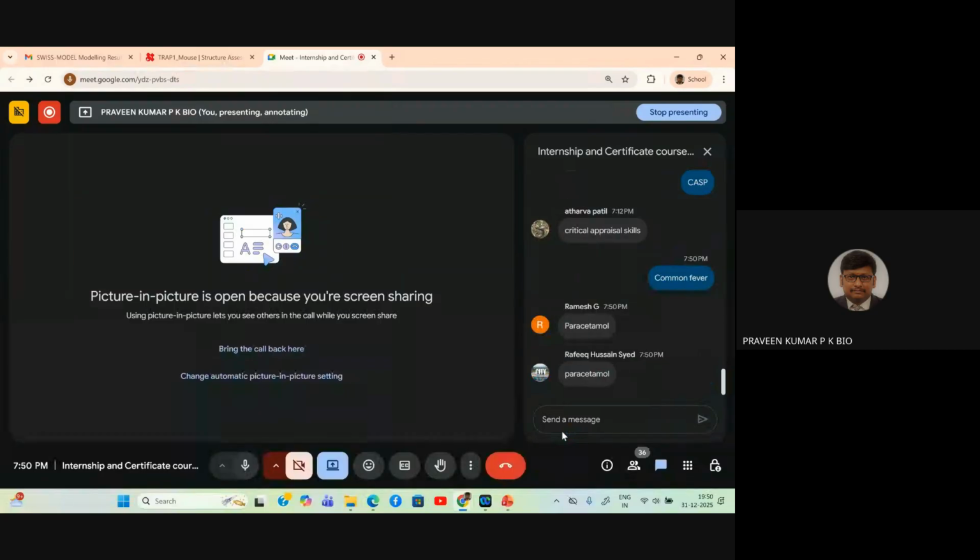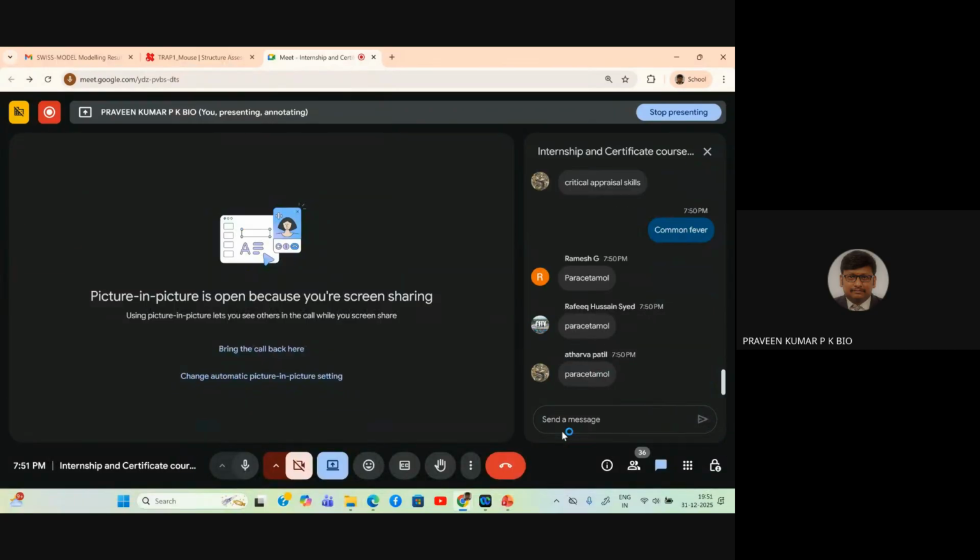This is my question. Paracetamol. Paracetamol is not a generic name. What is the generic name for this? Acetaminophen is the generic name. You are right. And do you know how many doses we have to take per day for a common fever? How many doses? And what is the dosage? Two doses? No, definitely not. Yes, three is right.